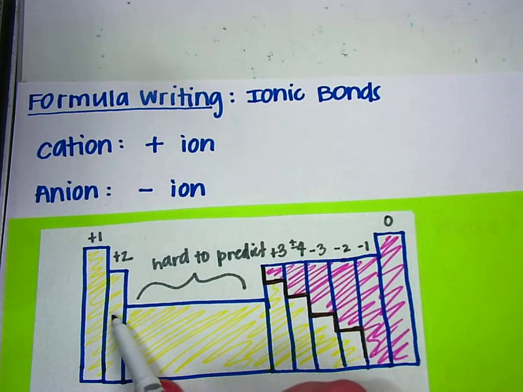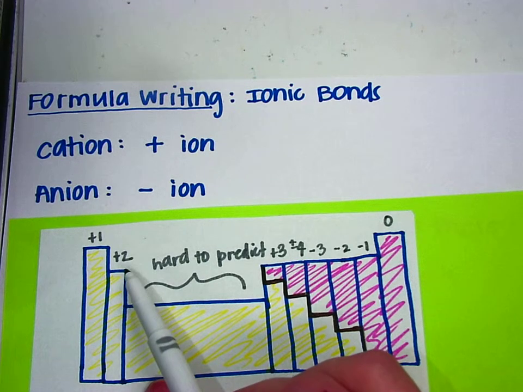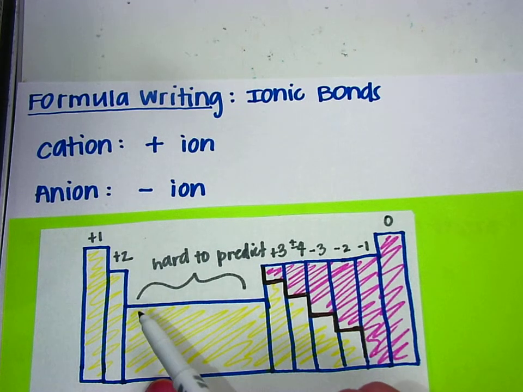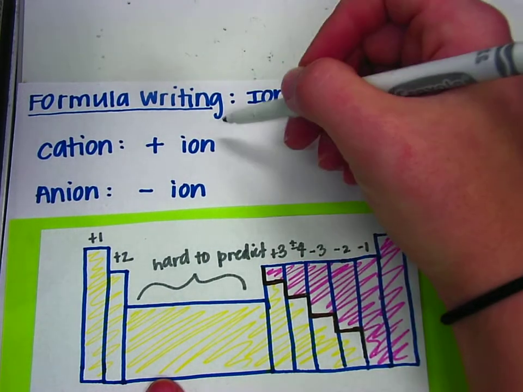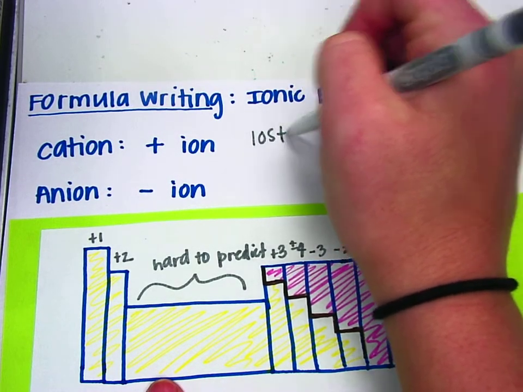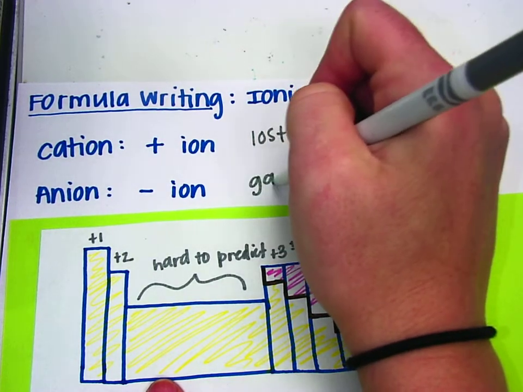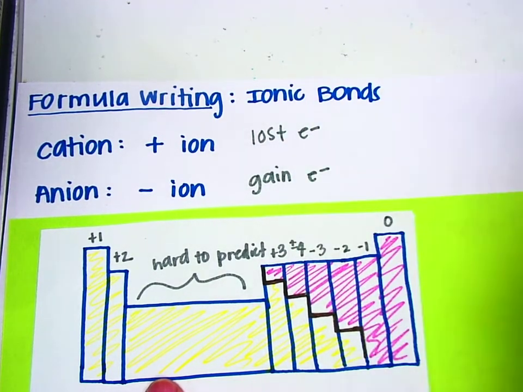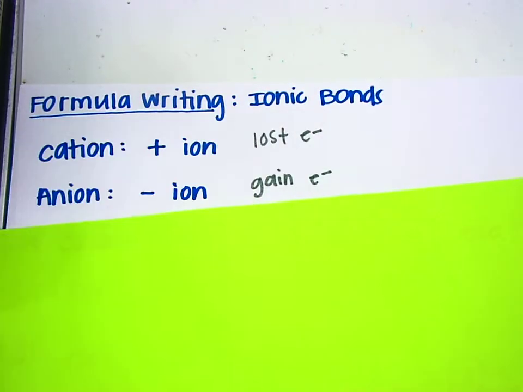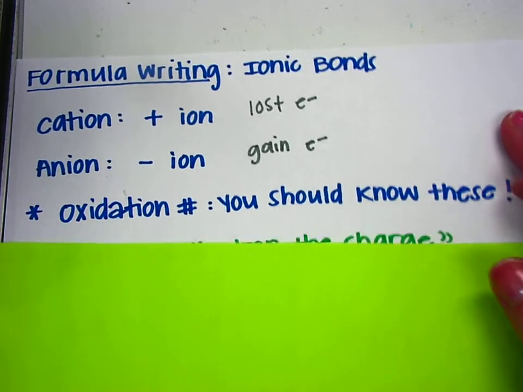It's a good way if I ask you for calcium, which is in group 2, you can know its oxidation number and then know how it's going to bond. Just as a reminder, positive ions are things that have lost electrons, and negative ions are things that have gained electrons. Okay, so those are the oxidation numbers, and make sure you know them.